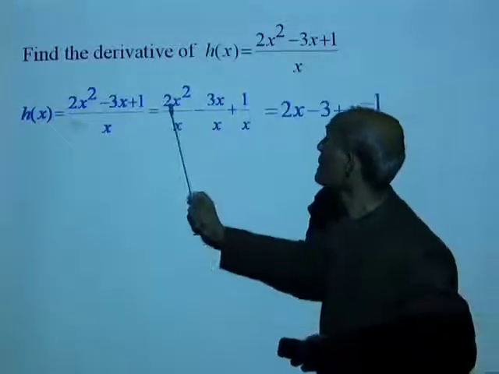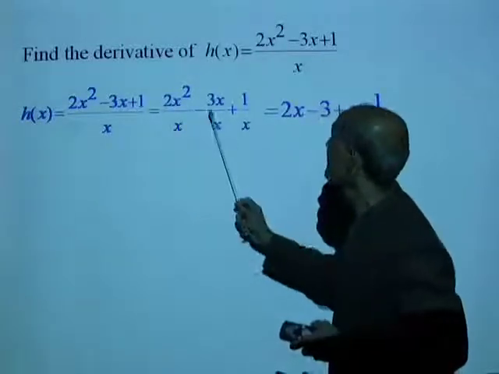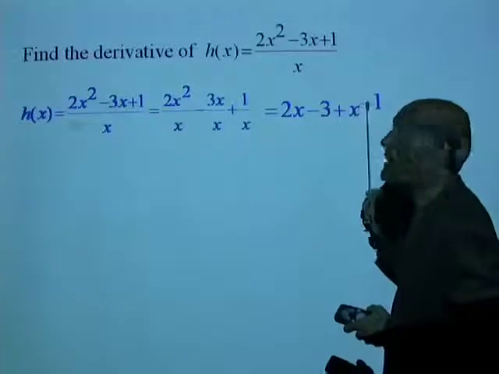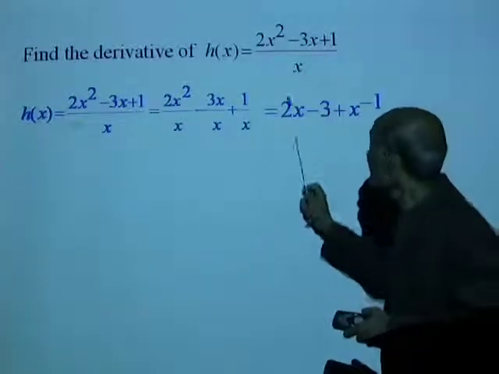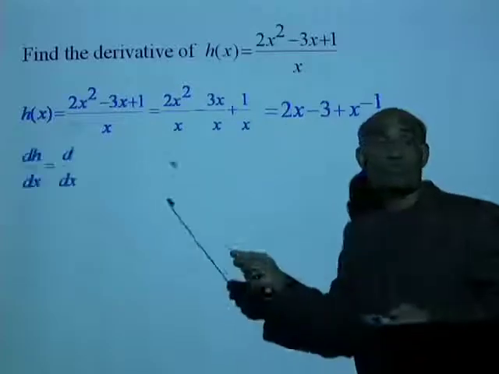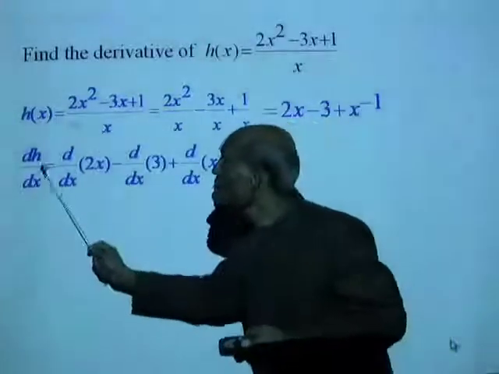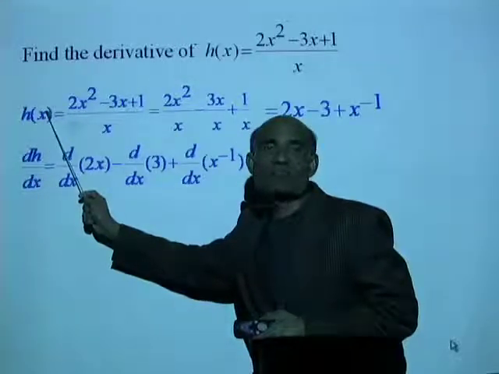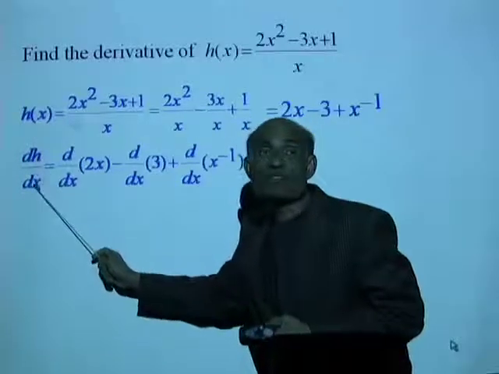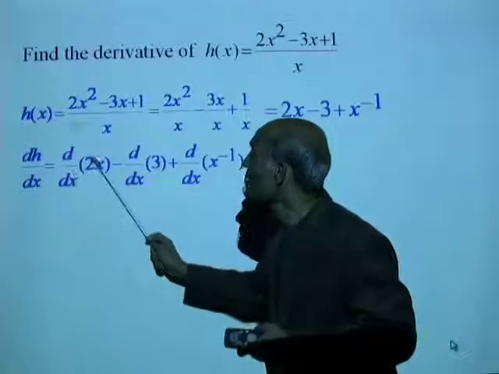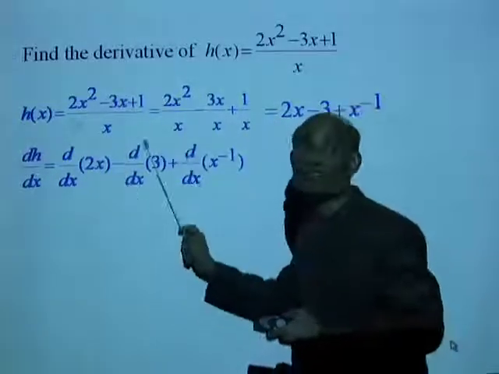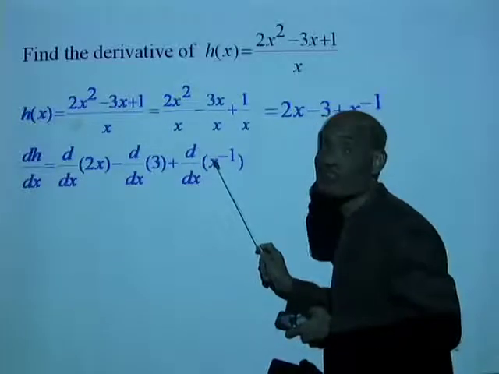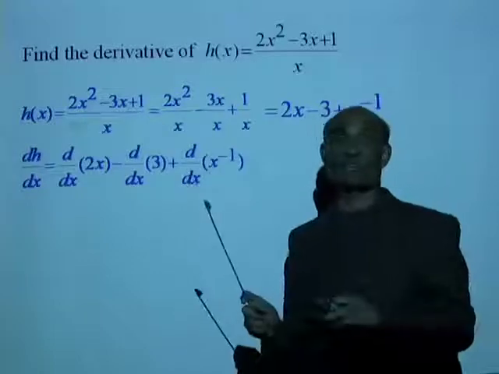All right, this will be 2x squared over x is 2x, minus 3x over x is 3, and 1 over x is x to the power of negative 1. And now we can find the derivative of each of these by using the power rule. So dh by dx. Now look at this. Our function is called h of x. So the derivative of that with respect to x will be dh over dx, is the derivative of 2x with respect to x minus the derivative of 3 with respect to x plus the derivative of x to the power of negative 1 with respect to x.